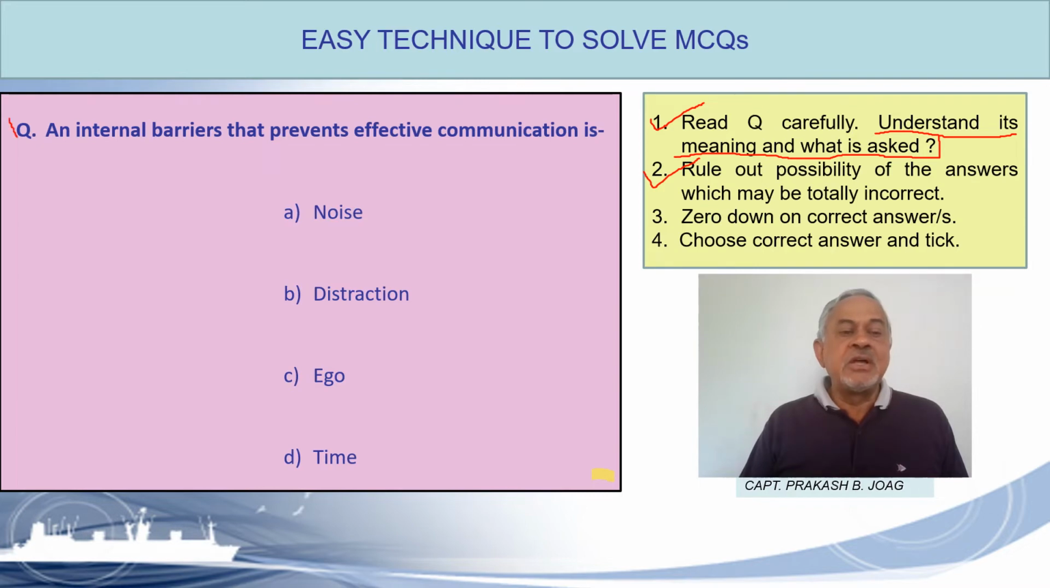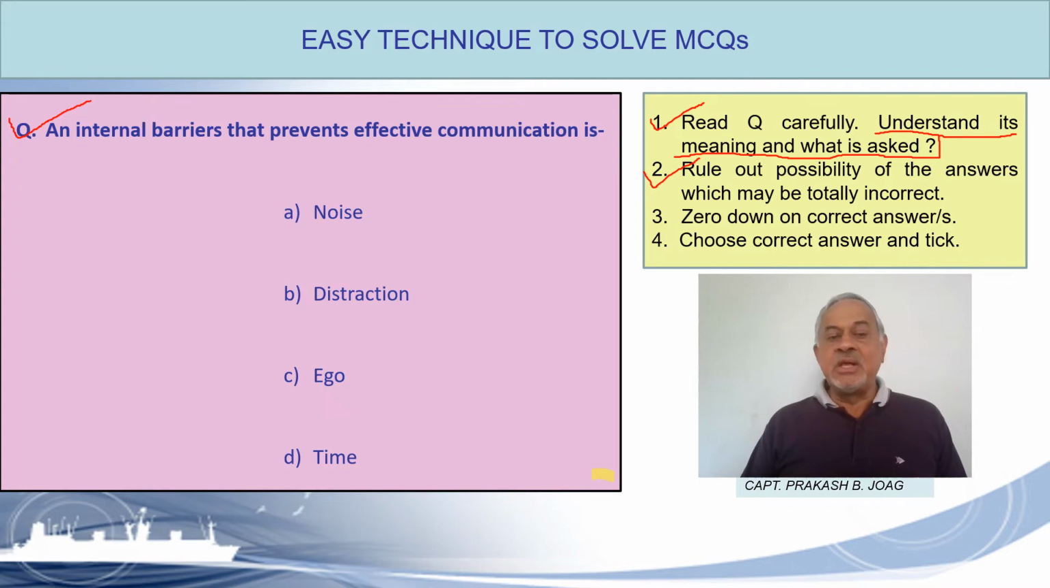This is the question given here as a sample. Internal barriers that prevent effective communication is. So it is saying internal barrier. So what does this internal barrier mean? Internal barrier which will prevent means any person's internal feelings or internal thing within himself which will prevent effective communication. Okay, so the person will not be able to communicate. So that is what is asked here. So internal barrier.